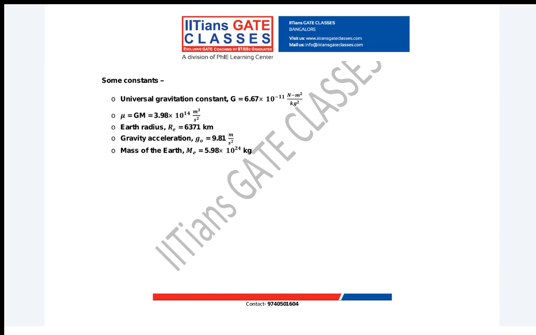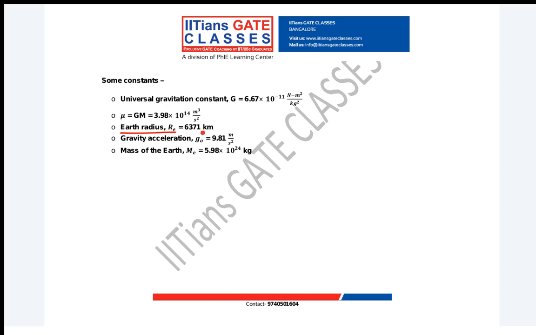So let's start our journey with simple basics. We need to know these constants, which are used frequently in space dynamics. The universal gravitational constant G is 6.67 into 10 to the power minus 11 Newton meter square per kg square. Mu is the multiplication of G and the mass of Earth, and this value is 3.98 into 10 to the power 14 meter cube per second square.